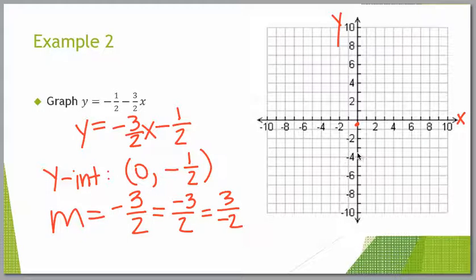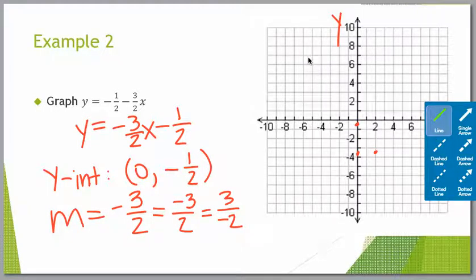It's giving me some grief today. There we go. And then we're going to run 2 units. It's positive, so we're going to the right. So we're going to go run 1, 2. So again, this would be our slope triangle, but I'm not going to draw it this time. I'm just going to go ahead and form our line.